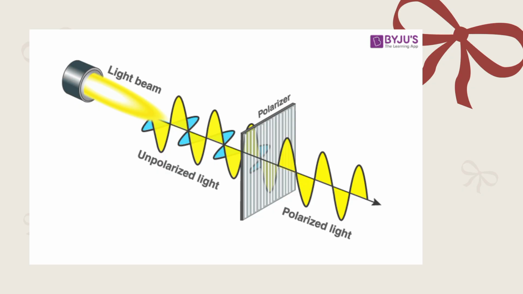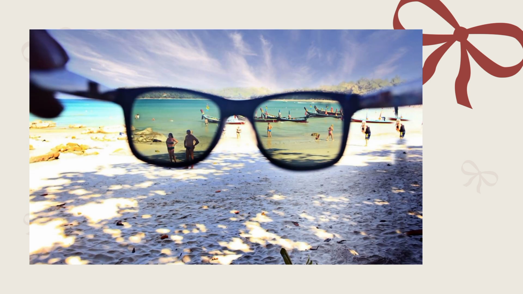Like this one, as you can see, the light beam vibrates in different directions. So polarization restricts the vibration of the light waves to one direction only. Some people use polarizing glasses because unlike regular glasses that just darken light, polarized lenses cut specific reflections, making it easier to see the details. So it's the same as this one.